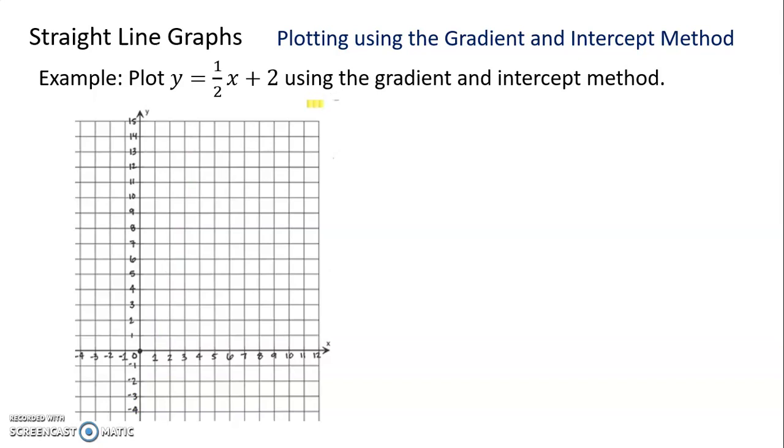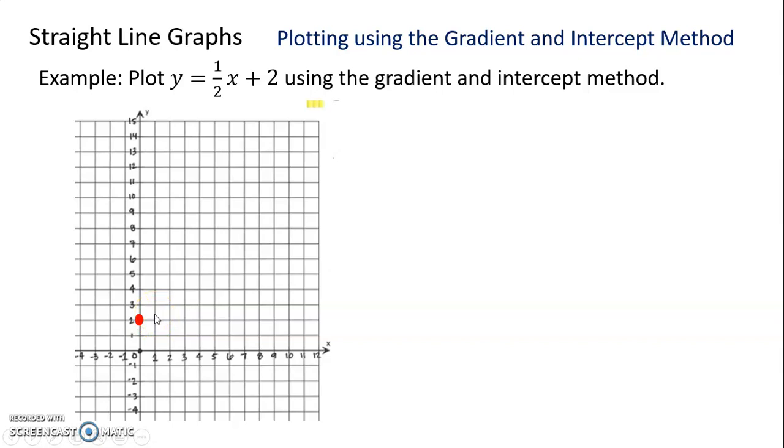Okay, this is an interesting one. We've got y equals 1/2 x add 2. So the intercept is no problem here. I know that I'm going to be crossing my y-axis at 2, but the gradient is 1/2, and that means for every one along, I'm only going to go up half. So I'd have a point around about here.